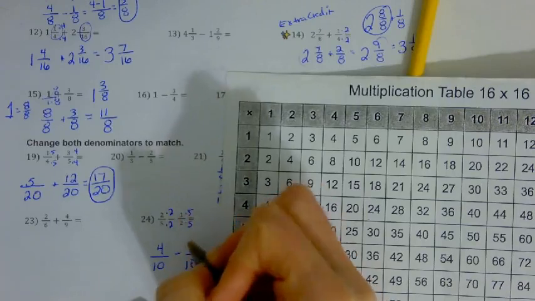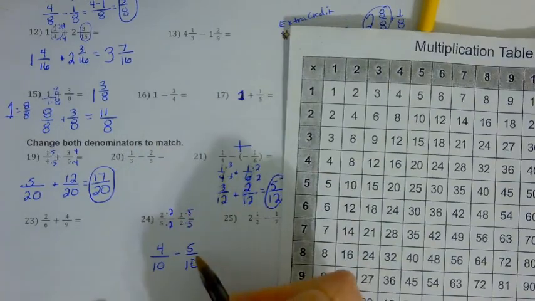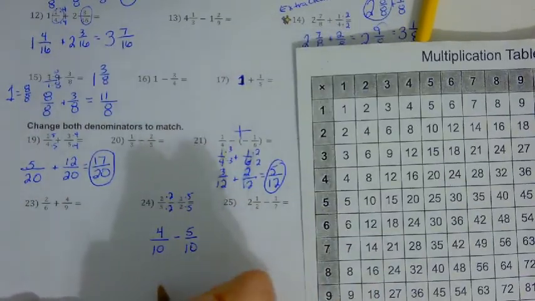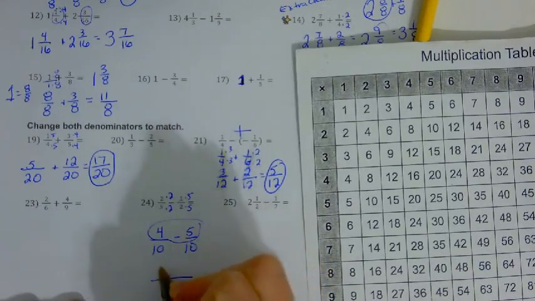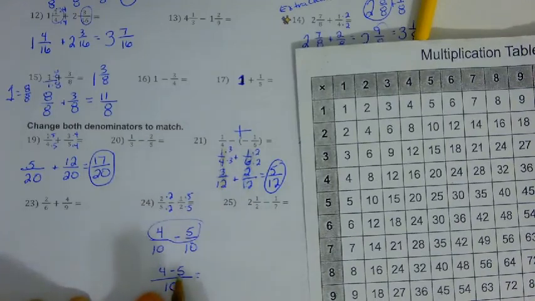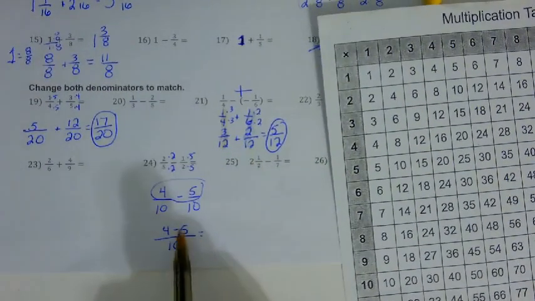Now I have to be very careful here when we subtract. Our denominators are the same, okay? But everything else goes up in our numerator. 4 minus 5. Now if you look at your number line, or if you think about that, 5 is bigger than 4. Whoops. 5 is bigger than 4. So this is going to be a negative number. What is 4 minus 5?